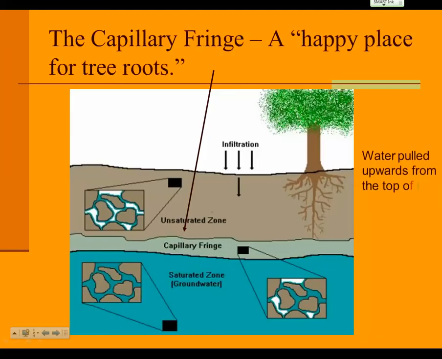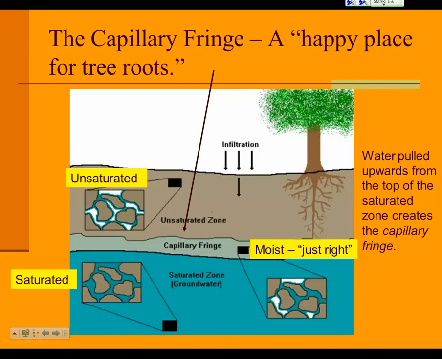The capillary fringe, a happy place for tree roots. So you can see how the roots of a tree, they're in this unsaturated zone. Unsaturated meaning it's not completely filled with water. There's some water stuck to the edges of the soil particles by adhesion and cohesion. And the roots are down there, getting their moisture. But they aren't in the area where it's completely saturated, because that would rot the roots out, where the water's filling in those gaps completely.